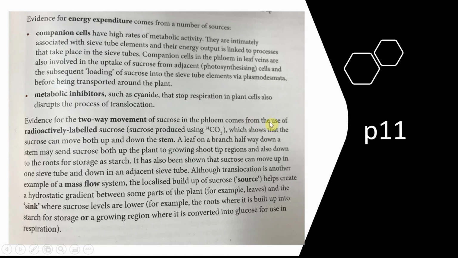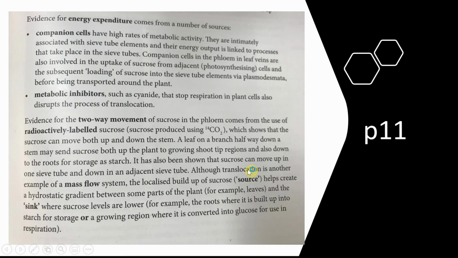And for the two-way system, you can see there's a little experiment where they tracked carbon-14 through the stems, and they were able to find that it was going up and down. You can read that yourself. There's also mass flow: a localized buildup of sucrose at the source creates a hydrostatic gradient, from source to sink, so from where there's lots to where there's little. Sucrose levels are lower, for example, in the roots, because it gets built up into starch, remember our potato experiment, or sometimes it gets used up in growing regions.